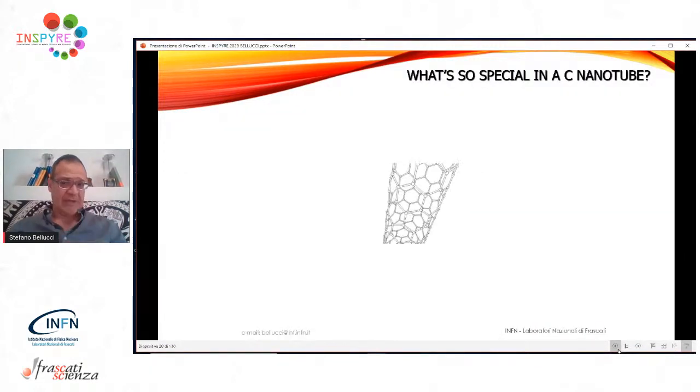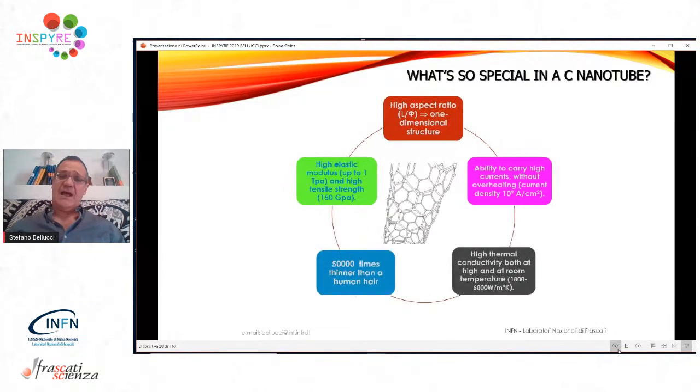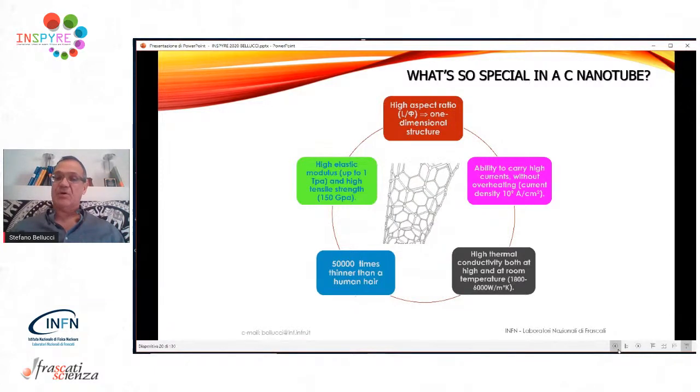What's so special in a carbon nanotube? A carbon nanotube has a very high aspect ratio. That means it's a quasi-unidimensional structure. It has terrific mechanical properties. In terms of elasticity, its Young modulus or elastic modulus is about 1 terapascal, which means orders of magnitude higher than special steels, for instance. It has the ability to carry a very high density of current. That means it can replace copper, which we normally use for the transport of current. This can reach up to 10 to the 9 amperes per square centimeter.